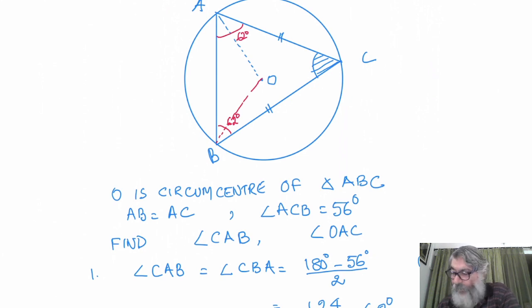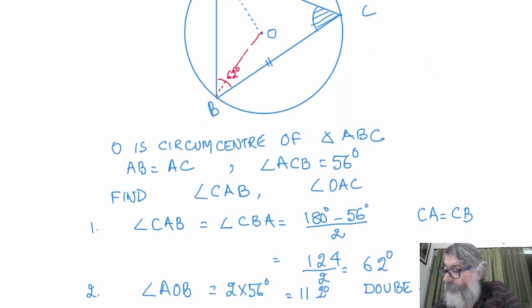This angle was 56, so it will be double of 56. Angle AOB will be 2 into 56, which is 112 degrees. Why will it be 112 degrees? Angle at the center is double the angle at the circumference obtained by the same arc. Double angle property. When I say double angle, you must understand it is the double angle property instead of writing it time and again.